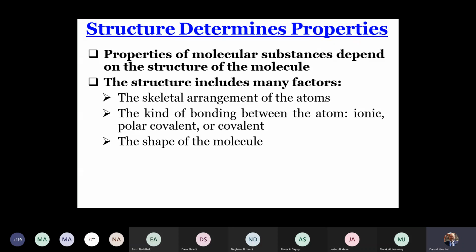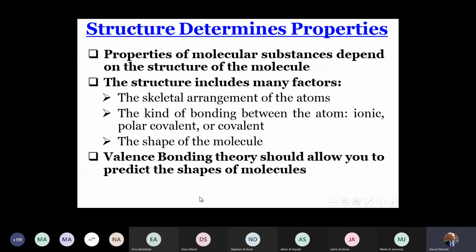Another property: consider, for example, ethanol. Ethanol is miscible with water, and oil is not miscible. So to explain the problem of miscibility, we have to explain the polarity of each molecule. And to have the polarity, we have to study the structure.